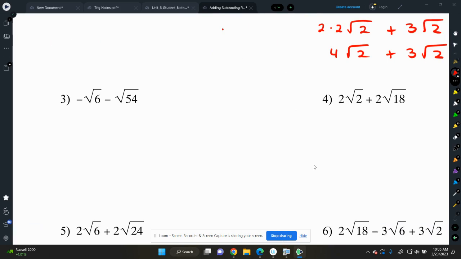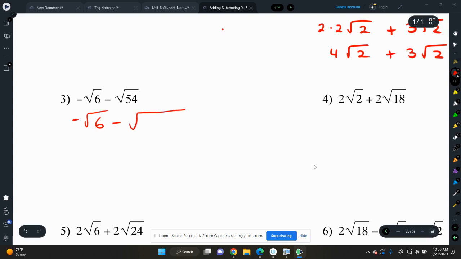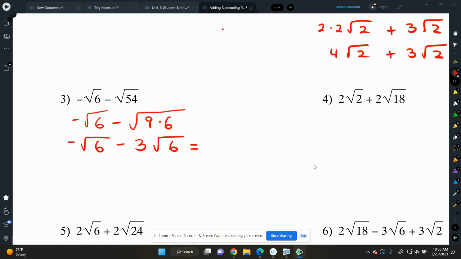All right. What are we going to do with this one? Split 9 and 6. Okay, so we get negative root 6 minus, we're going to split this up to 9 times 6. So you can also simplify them. Bring the 9 out. Okay, so the square root of 9 is 3, which gives me negative 4 root 6.